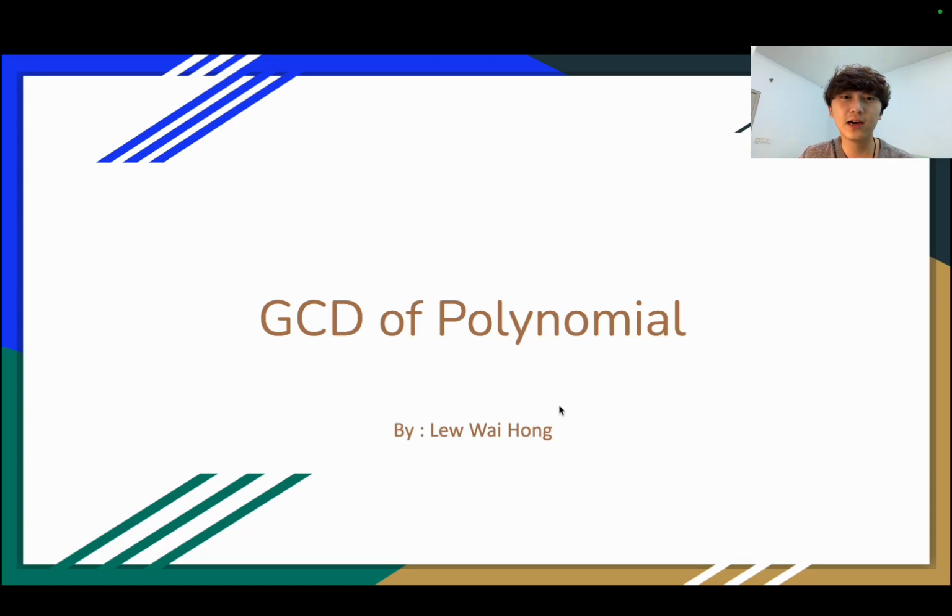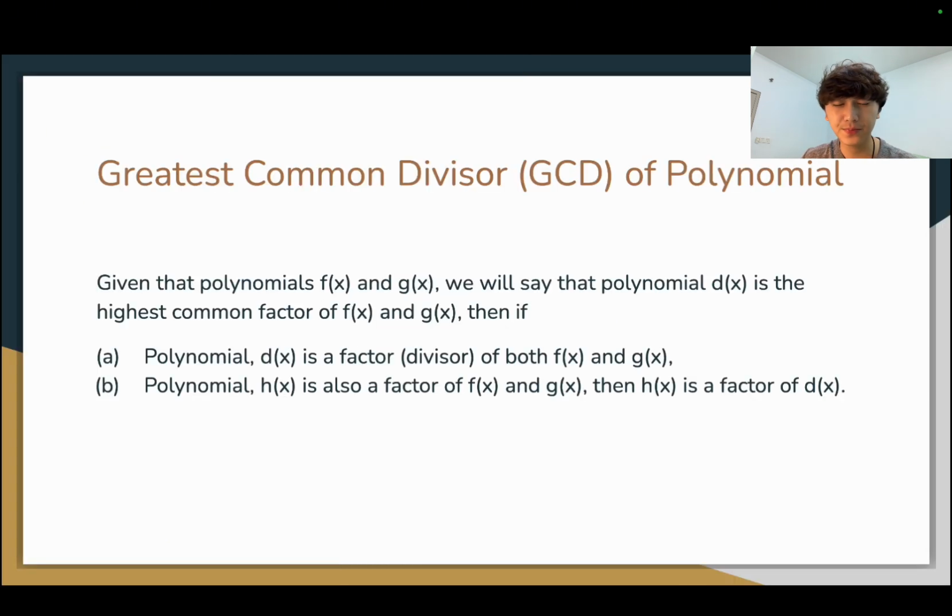So today I will teach you guys GCD of polynomial. So what is GCD of polynomial? Suppose that polynomials f(x) and g(x), then we will say that polynomial d(x) is the highest common factor of f(x) and g(x) if polynomial d(x) is a factor of both f(x) and g(x), and also if h(x) is a factor of f(x) and g(x), then h(x) is a factor of d(x).